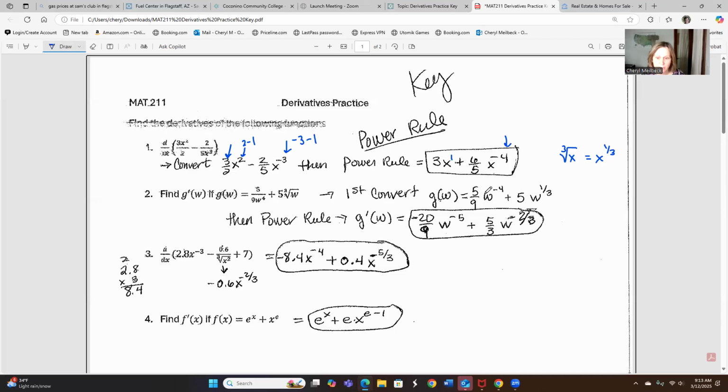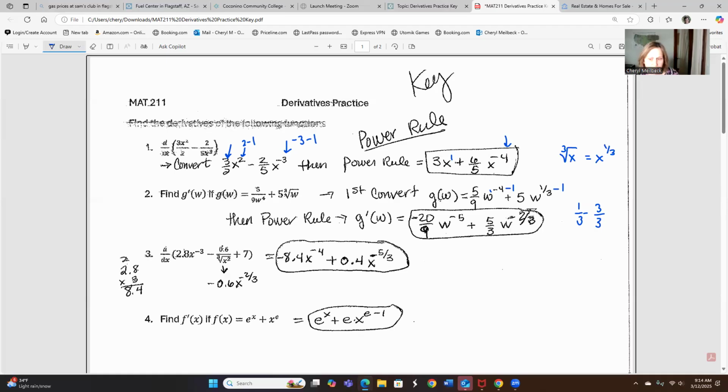Then we do the same thing with the power rule. We're going to take a negative 4 times 5/9, which gives us the negative 20 over 9. W becomes w to the negative fifth because we subtract 1. And here we're going to take 1/3 times 5 and get 5/3 w to the negative 2/3, because when you subtract 1 from 1/3, you get a common denominator, and 1/3 minus 3/3 gives you the negative 2/3.